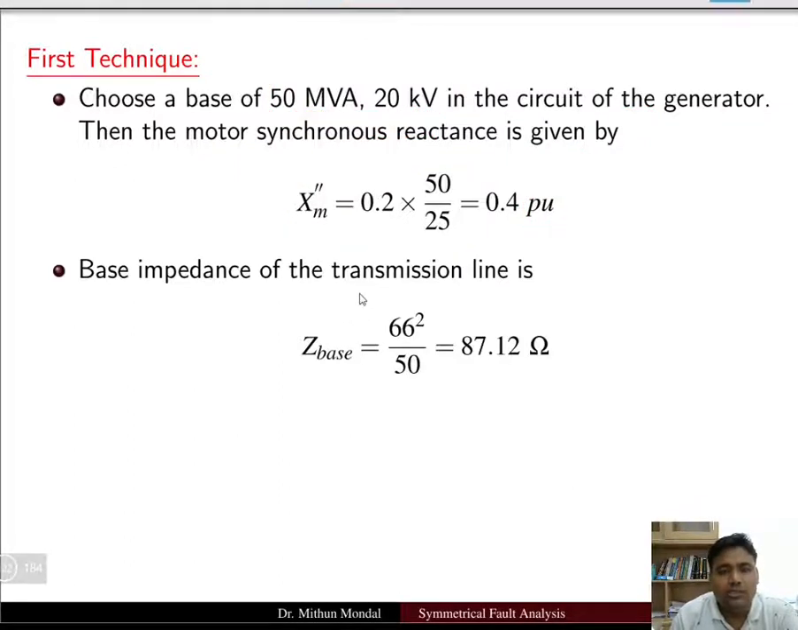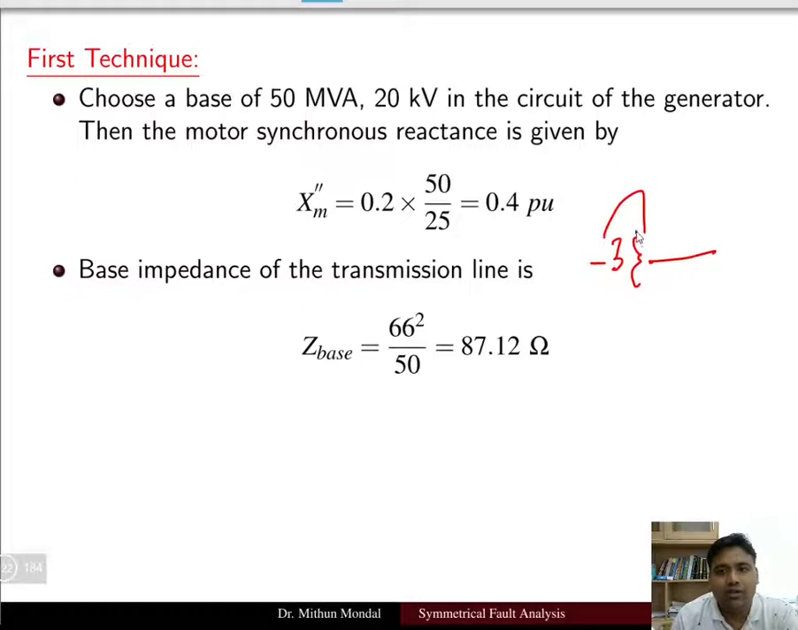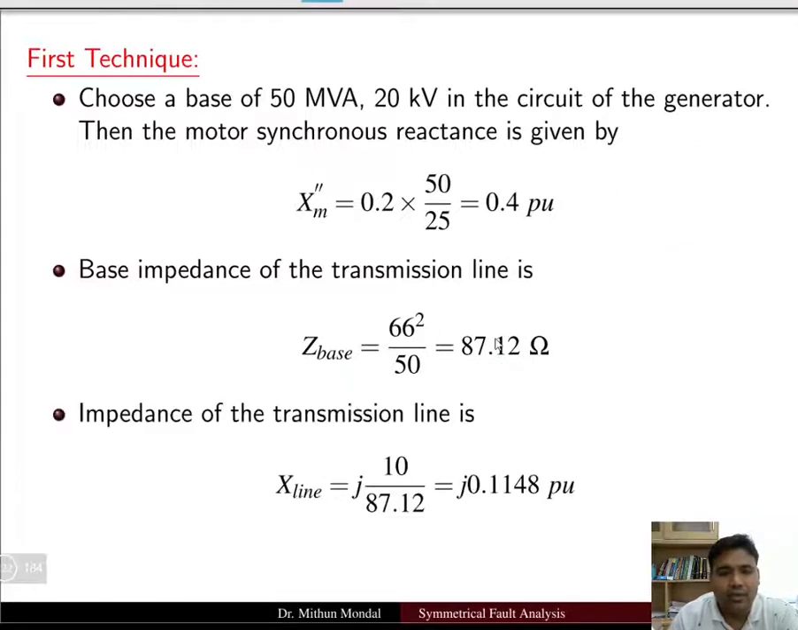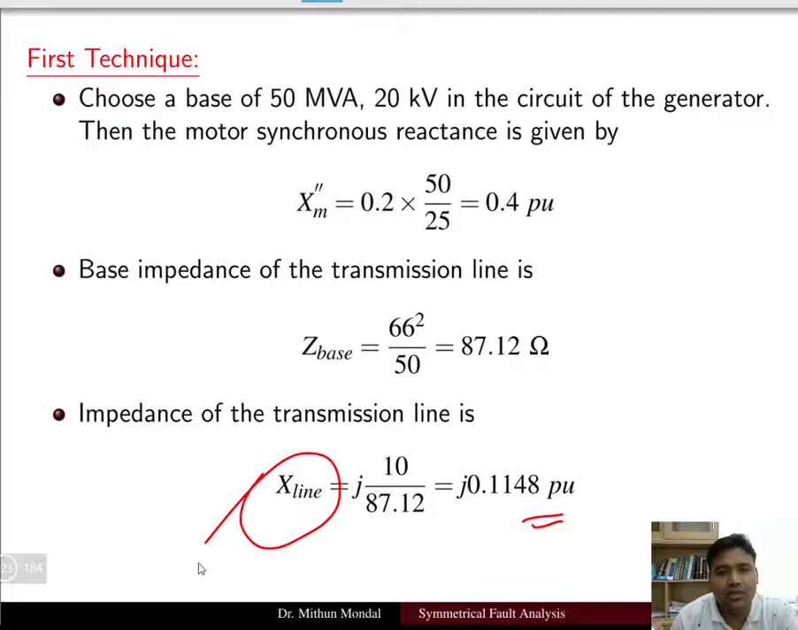Now, since the transmission line is connected with a transformer, there will be a change of the voltage level on the secondary side because of this transformer. So we have to obtain the new Z base, and then we can obtain the per unit reactance of the transmission line. The base value of 20 kV for the generator we can't use for the transmission line, because due to the transformer the base value will change.